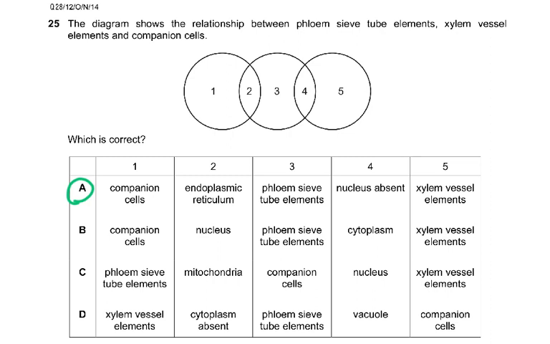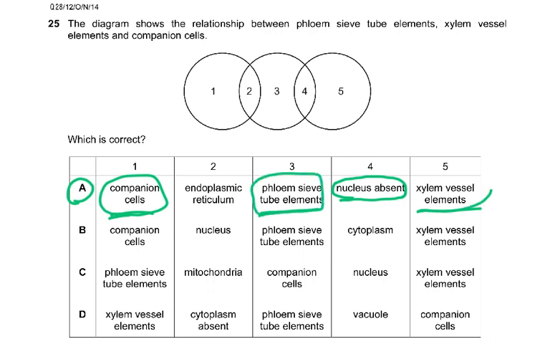Then coming on to question number 25, the diagram shows the relationships. In this, you have to know the structure of the companion cells, the phloem sieve tube elements, and the xylem vessel elements. Now, you know that the nucleus is absent in both the phloem sieve tube and the xylem, while the endoplasmic reticulum is still present in the phloem's companion cells. So that was the key point in which you had to understand what was missing in both and what was present in the companion cells. So the comparison was between companion cell, phloem sieve, and xylem.